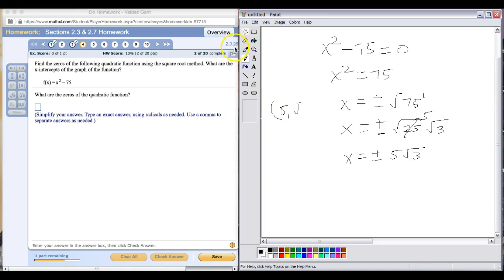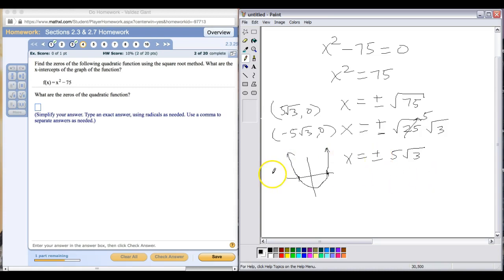And so this means that we have 2 x-intercepts, and one would be at 5 times square root of 3, 0, and the other would be at minus 5 times square root of 3, 0. So go ahead and put that in. So that's the first one, and that is the second one. And of course, if we were graphing that, that would kind of look like this. Go through here, like that.